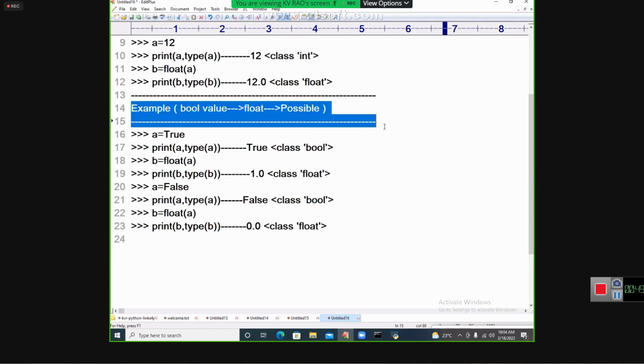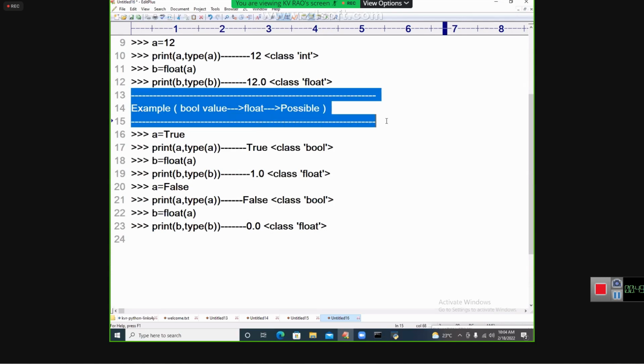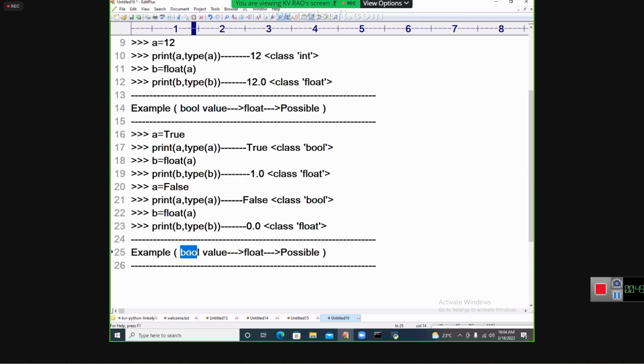Next, I want to go for one more discussion now. Bool value to float value is possible. Now I am going to give you the clarity. Complex value I am going to take. Be careful. Possible or not possible, you only need to decide.